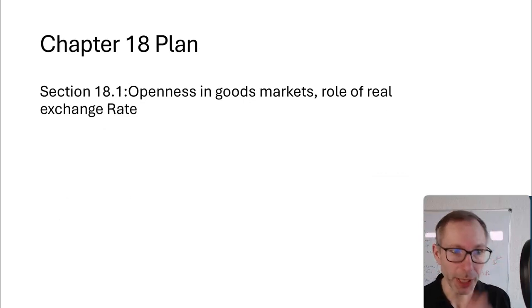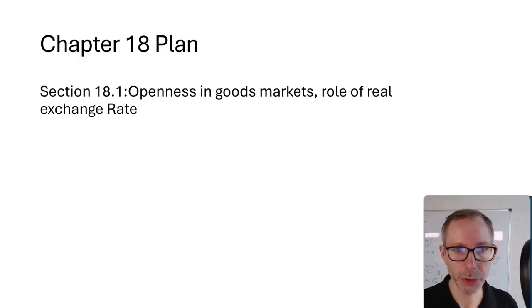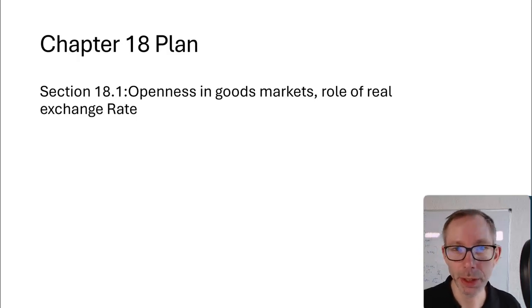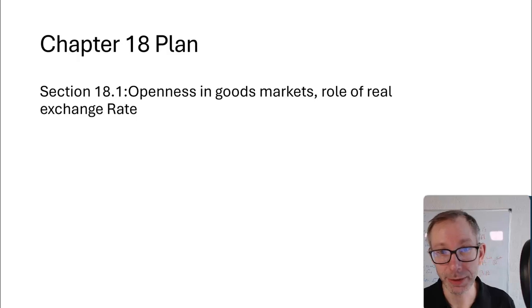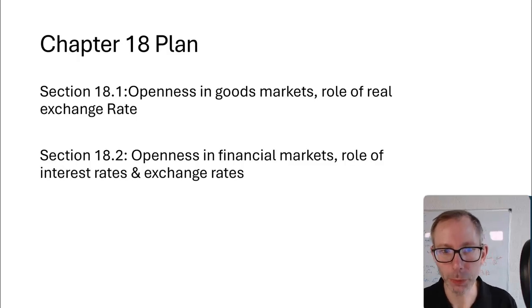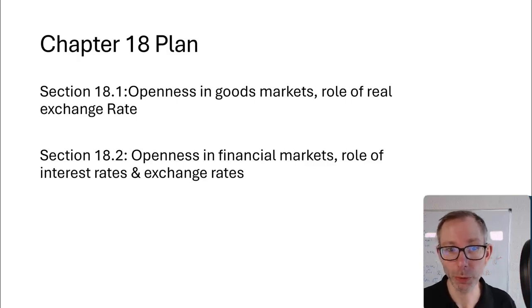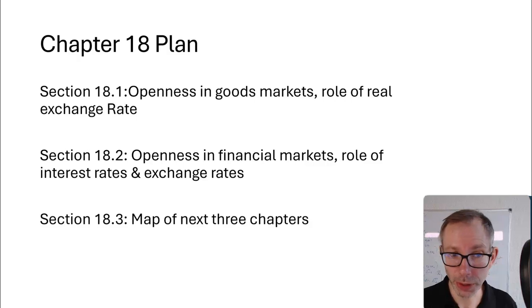Then what does chapter 18 do? It starts with a section on openness in goods markets. This is about the choice of firms and consumers between domestic and foreign goods. A key variable that plays a role in that decision is what is called the real exchange rate, so we'll have to discuss what that is. Then we're going to look at openness in financial markets. And there, the key things that are going to play a role are interest rates and exchange rates.